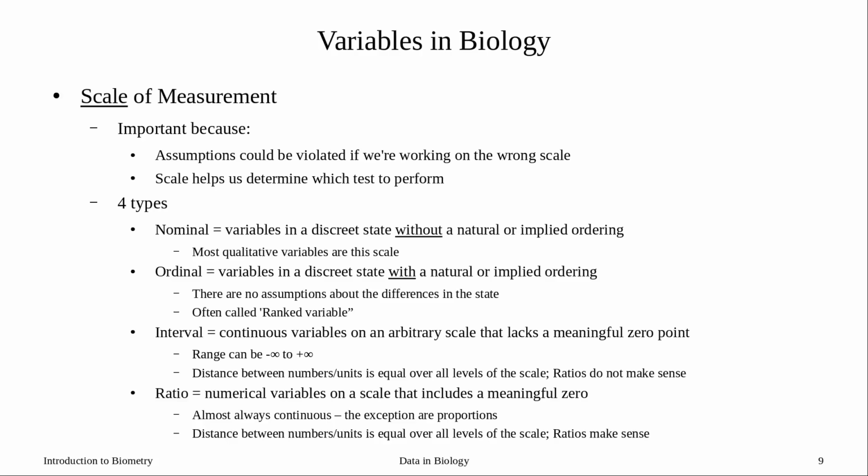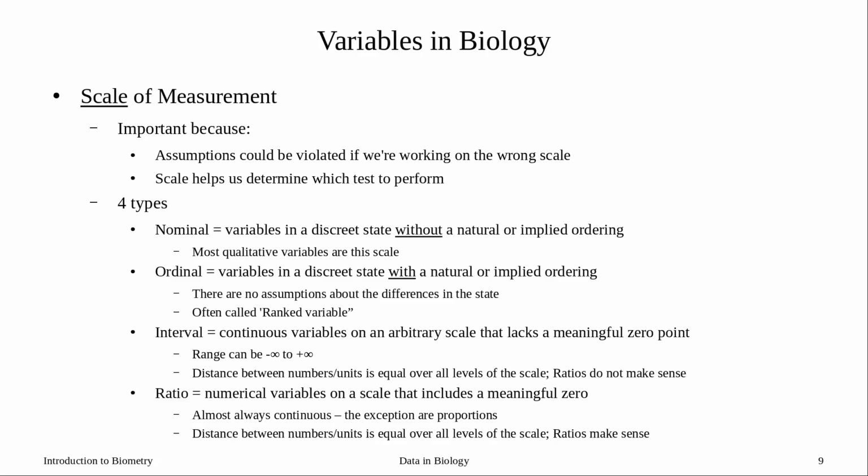Now, what does that mean for us? Well, it comes down to this idea of ratios. For the interval and ratio scales, the differences between numbers are constant. So going from 1 to 2 or 5 to 6, that's all 1 unit. If we go from 5 to 10 and 25 to 30, we've increased by 5 units. The difference between the numbers remains the same. So that's constant.